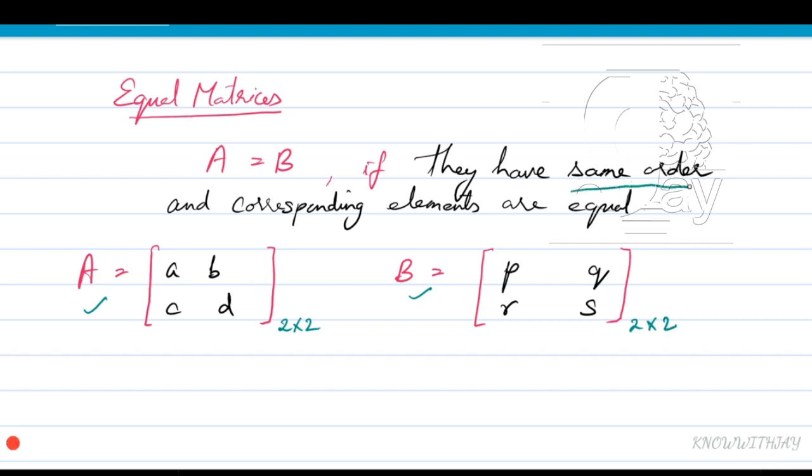Once the orders are the same, for the two matrices to be equal, their corresponding elements should also be equal. So we need to check the corresponding elements. In that case, A should be equal to P, B equals Q, C equals R, and D equals S. So when we have all the elements equal and the order is also equal, we say the two matrices are equal.